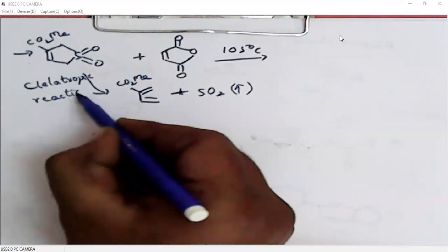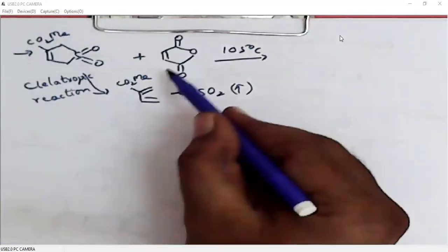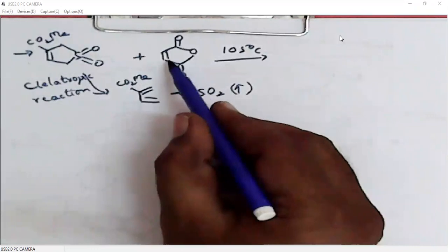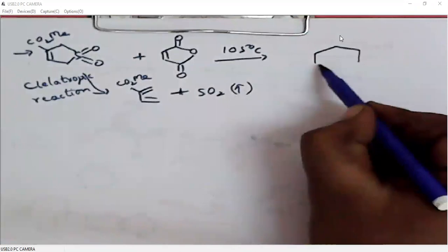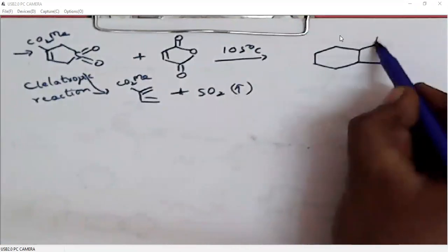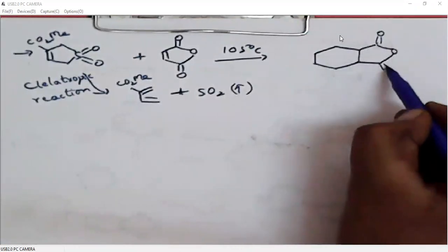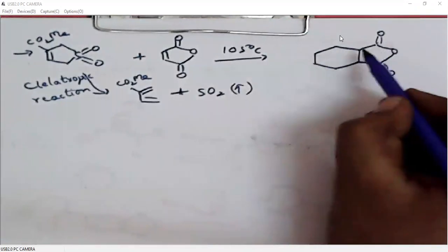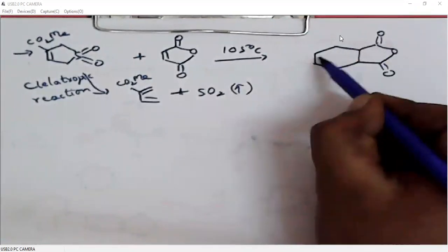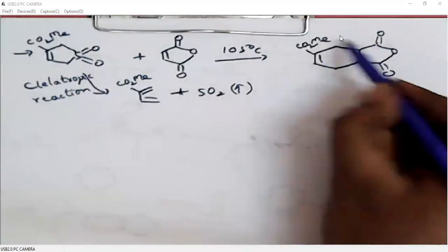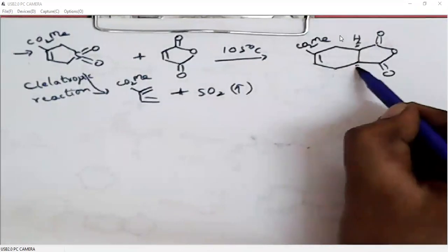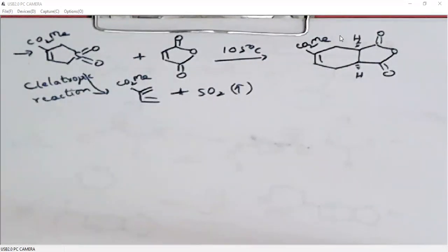So it is a cheletropic reaction which generates the diene. Then this diene will undergo a Diels-Alder reaction with the dienophile. So it generates a 6-membered as well as 5-membered ring fusion. Of course, it is an endo product, endo selectivity. It should be cis, either alpha addition or beta addition. So I have written according to beta addition.